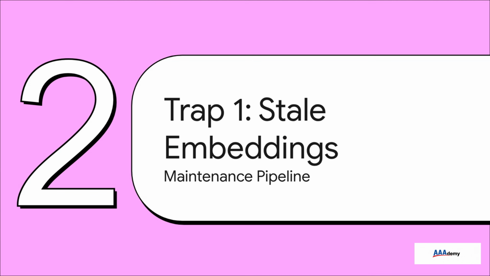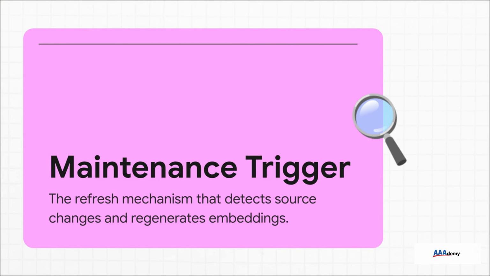Moving right along to Section 2. Trap 1, stale embeddings, or investigating the maintenance pipeline. Let's see how a dropped search quality might actually just be a victim of a stale embedding. In any AI-integrated database, a maintenance trigger is your data's heartbeat. It's the refresh mechanism, like change tracking, CDC, or maybe a SQL trigger that detects when source data has changed and fires off a job to regenerate the embeddings. If that heartbeat stops for any reason, your embeddings instantly fall out of sync with your actual data. Your AI is essentially searching through a ghost town of outdated information.